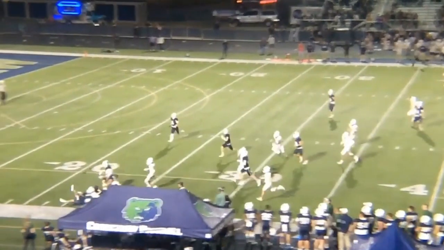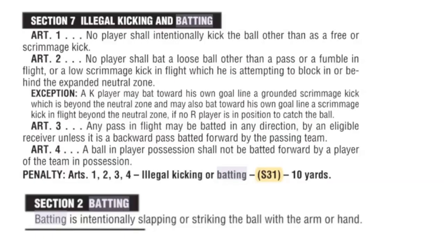Now, I understand, especially in this situation, he's probably just trying to get the ball. It may not be intentional. But if we look at the definitions here, batting is the intentional slapping or striking of the ball with the arm or hand. If you're trying to secure the ball, you are intentionally hitting the ball. Even if you're not intentionally batting it toward the opponent's goal line, you're making an intent to hit the ball, or at least to grab and secure it. All that's intentional, so that goes in with that.